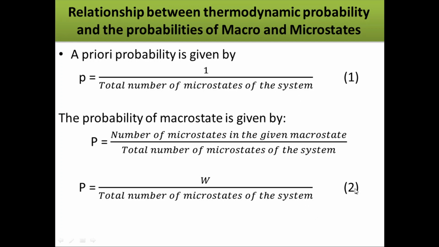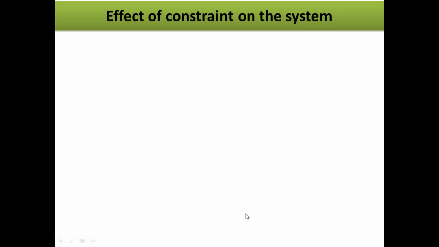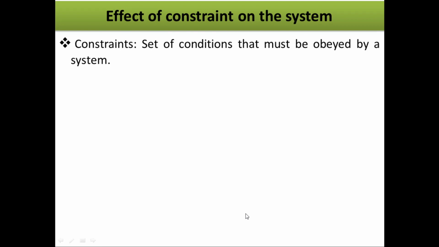Now from equation 1 and equation 2, we conclude that the probability of macrostate is equal to the thermodynamic probability multiplied by the probability of the microstate. So this is the relation between the thermodynamic probability and the probability of macro and microstates. Next, what is the effect of constraint on the system? Basically, a constraint is a set of conditions that must be obeyed by a system.